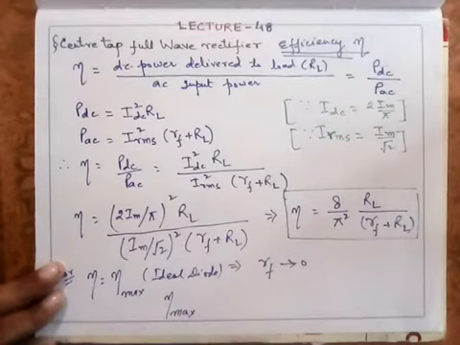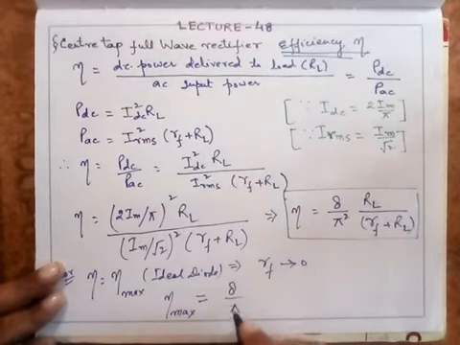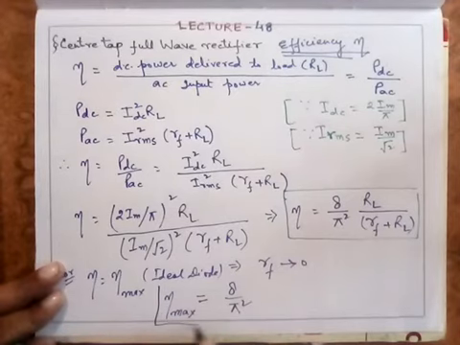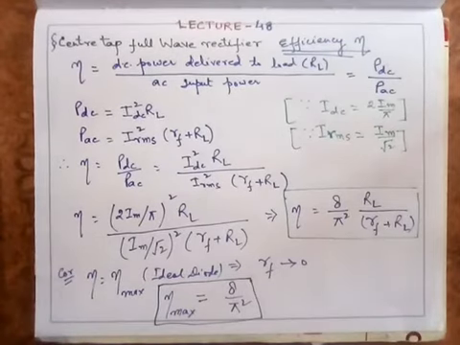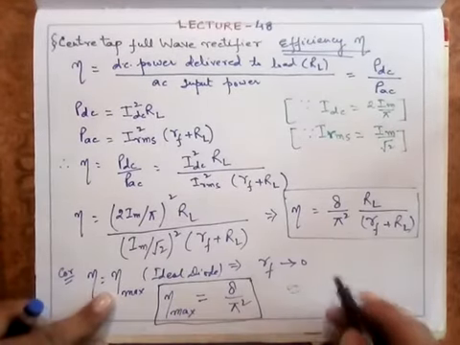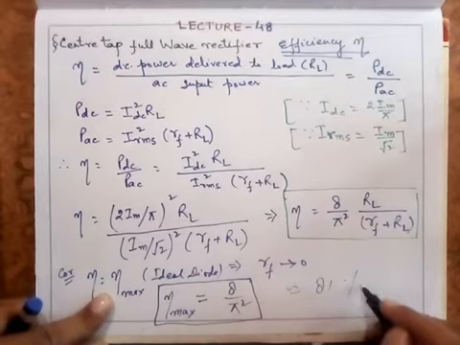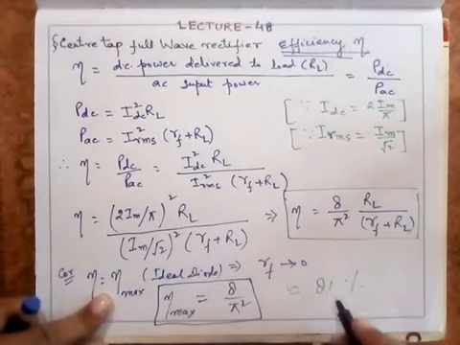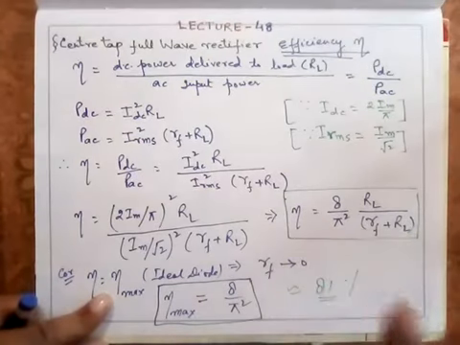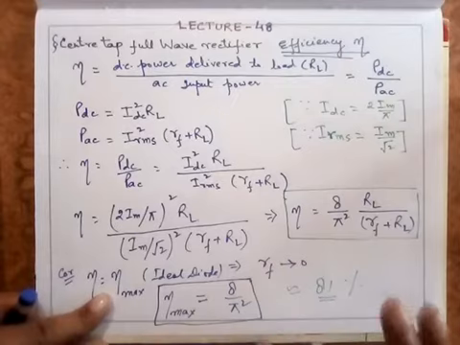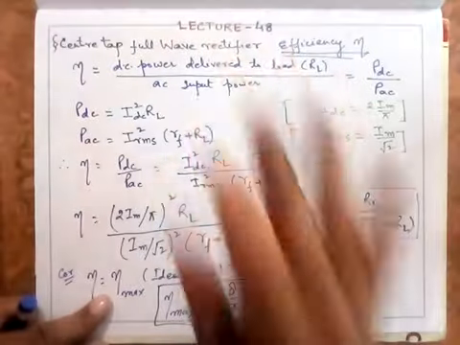So the maximum value of eta will be equal to 8 upon pi square, and that is approximately equal to 81.2%, approximately 81%. You can check it out by multiplying by 100. This is not exact, but it is approximately more than 80%. In the previous case it was approximately 40%, here it is more than 80%, double of it. So this is the efficiency of a center tap full wave rectifier.